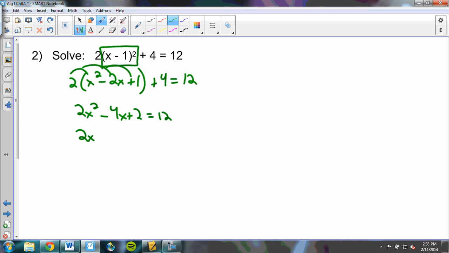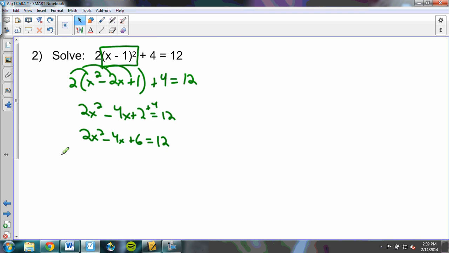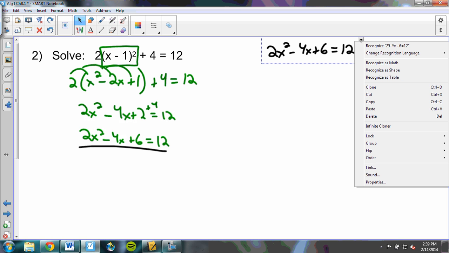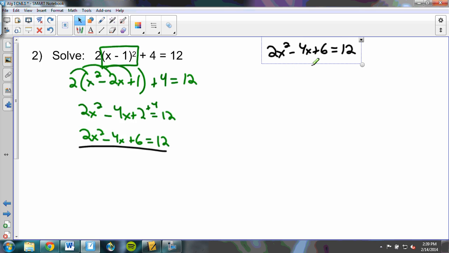So that's 2x squared minus 4x plus 4 there, plus 6 equals 12. So the real question that we have now is how do we solve this? How do we solve 2x squared minus 4x plus 6 equals 12? I'm going to write it over here. 2x squared minus 4x plus 6 equals 12. I could go through all the methods that we tried in class on Friday, and we tried a lot of them. Let's see if this works. No, that didn't work.